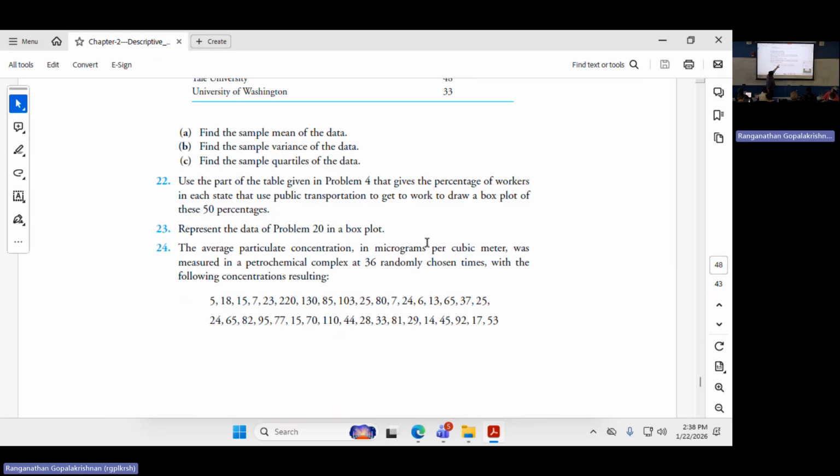What's the biggest number? It's about 220. Okay. So let's say we choose bin width of 20. 0 to 20, 20 to 40, 40 to 60, go up to the highest number. Please create a histogram, and then we'll check if this data is approximately normal. Okay, problem 24.